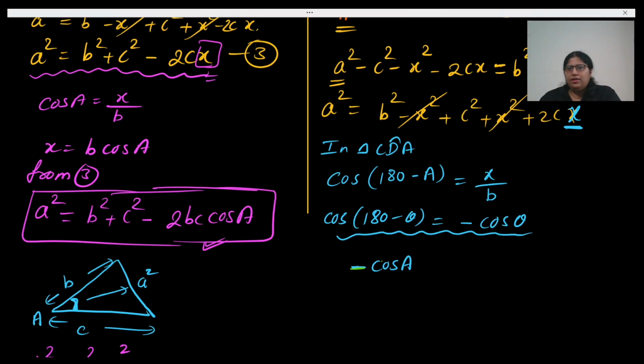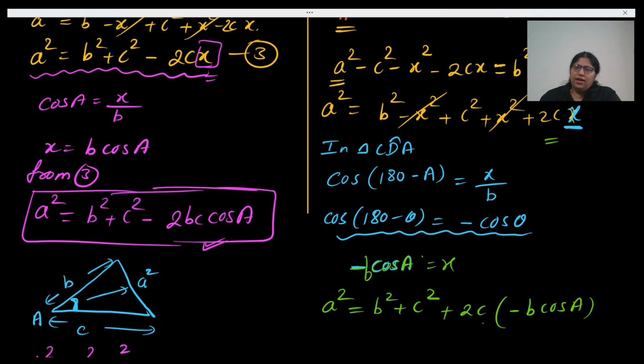So it will become here minus cos A times B, here minus B cos A will be equal to x. Now you need to just substitute in this equation, so it will become A square is equal to B square plus C square plus 2C times minus B cos A. Now you are reaching the same result whether you take an acute triangle or an obtuse triangle, your cosine rule is the same.